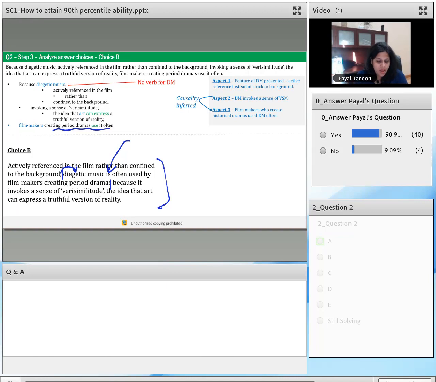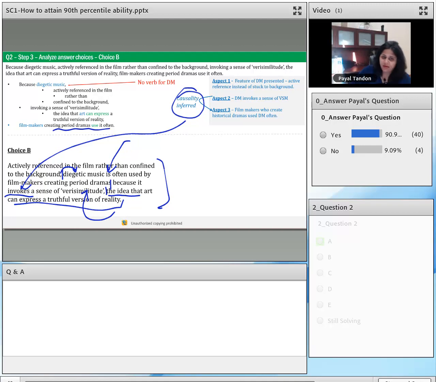Because it invokes a sense of verisimilitude. Yes, that's the meaning that we wanted to communicate. This causality that we inferred here has been expressed here. A sense of verisimilitude, the idea that art can express a truthful version of reality. This entire chunk has been placed right next to verisimilitude. Perfect. All the aspects that the author wanted to communicate, that we helped the author articulate, have been communicated over here. So choice B is correct.